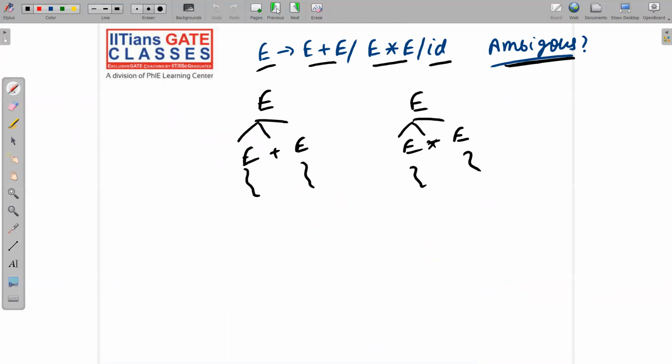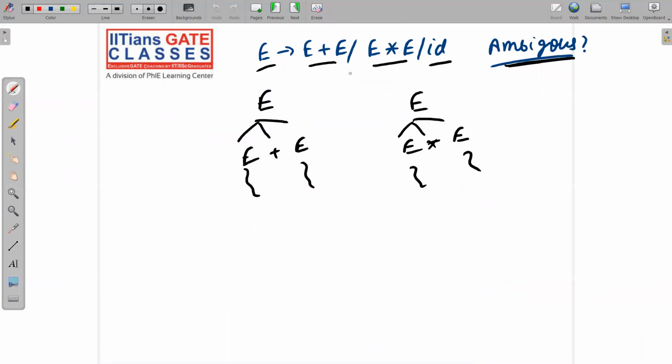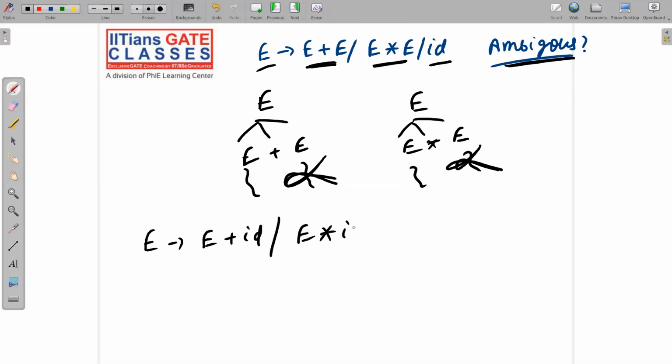Now, if we apply our first disambiguity rule, left recursion, left associative, right recursion, right associative, then directly or indirectly we will stop one path. We will stop this path, we will stop this path. We already know plus is left associative, star is also left associative. So we will drop these paths. What we will write, the grammar will become E goes to E plus ID, E star ID and ID.